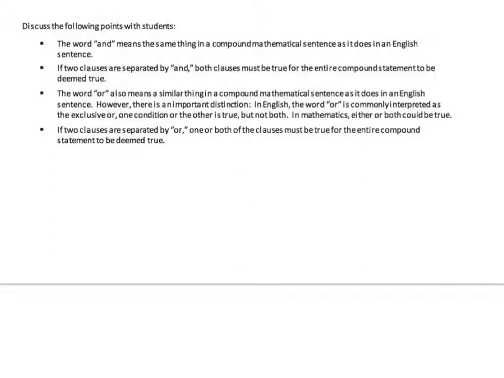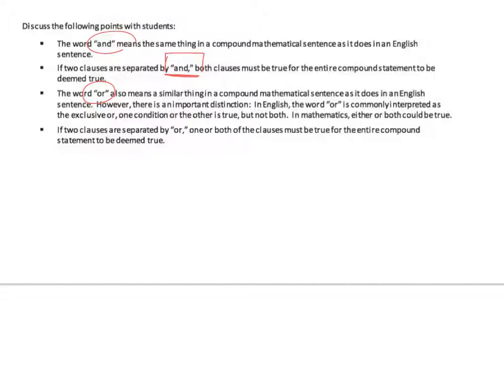Right, next up, just talking about a discussion here. The word and means the same thing in a compound mathematical sentence as it does in English. If two clauses are separated by and, both clauses must be true for the entire compound statement to be deemed true. So there's my English, the English teacher in me. Okay, if two clauses are separated by and, both clauses must be true for the entire compound statement to be true. The word or also means a similar thing in a compound mathematical sentence as it does in English.